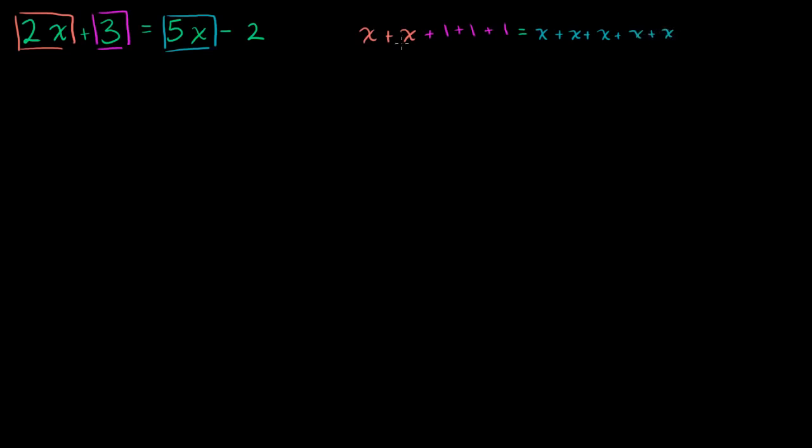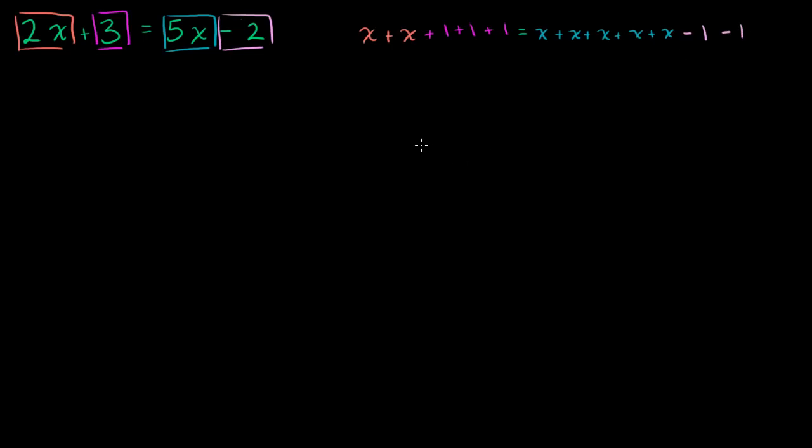And I want to make it clear, you would never actually have to do it this way when you're solving the problem. You would just have to do the algebraic steps. But I'm doing this for you so you can actually visualize what this equation is saying. The left-hand side is these two orange x's plus 3. The right-hand side is 5x minus 2. So minus 2 I'll do as minus 1 and minus 1.